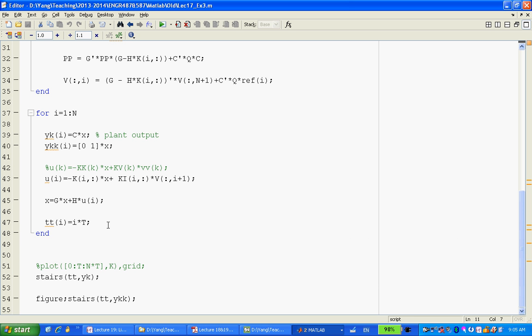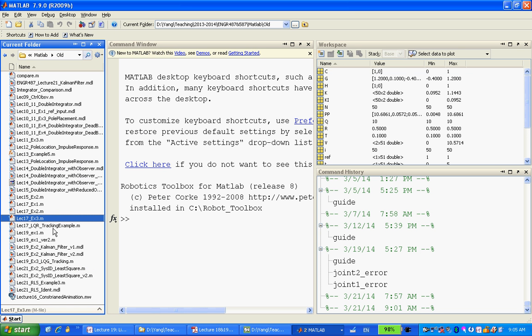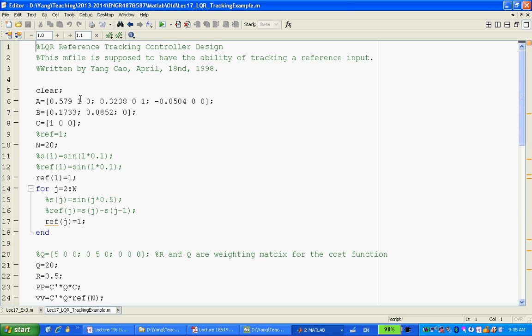Get a feeling of how you would implement the reference control, optimal reference control. All right. I believe I have another one here. Let's just see. Yeah, there's another one. This is a different system. You can take a look at this one here. This is a different system. This is a third order system.